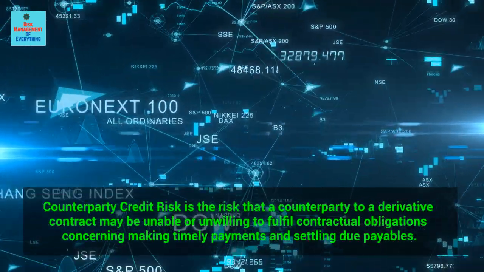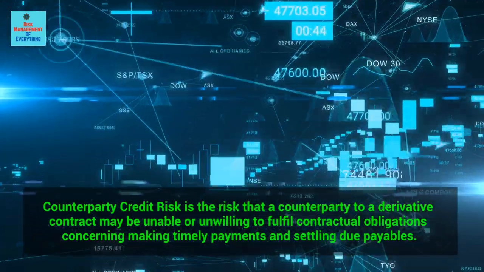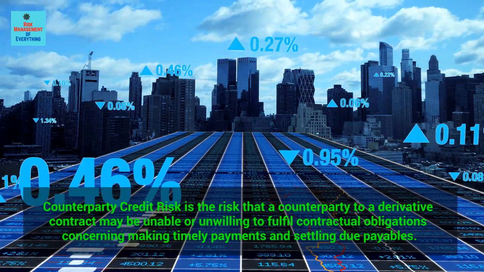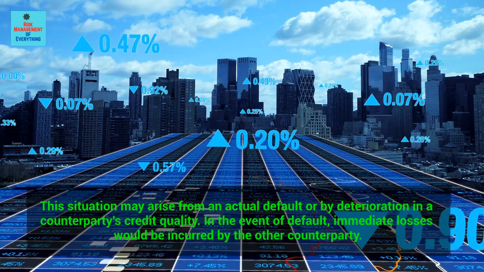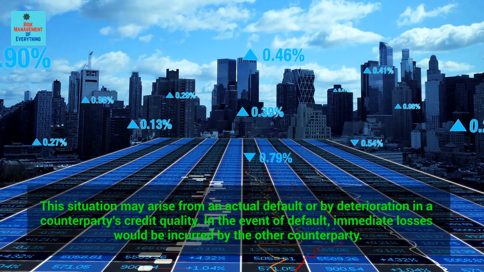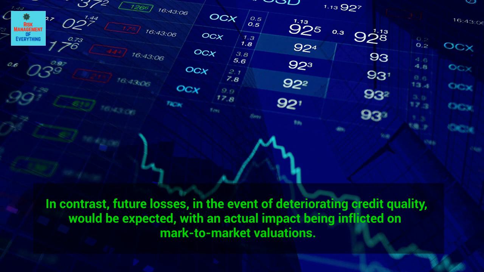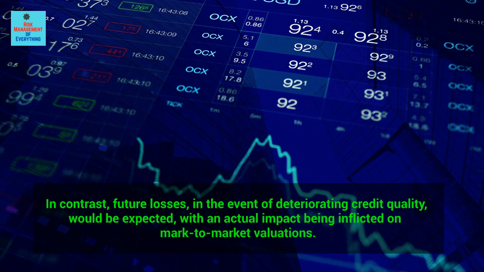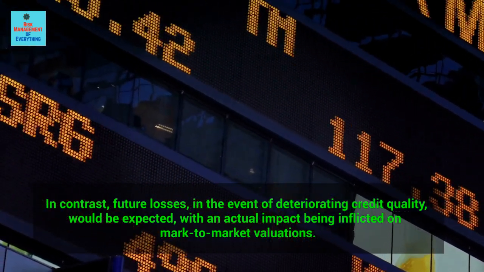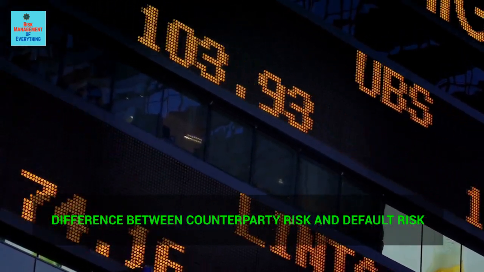Counterparty credit risk is the risk that a counterparty to a derivative contract may be unable or unwilling to fulfill contractual obligations concerning making timely payments and settling due payables. This situation may arise from an actual default or by deterioration in a counterparty's credit quality. In the event of default, immediate losses would be incurred by the other counterparty. In contrast, future losses, in the event of deteriorating credit quality, would be expected, with an actual impact being inflicted on mark-to-market valuations.